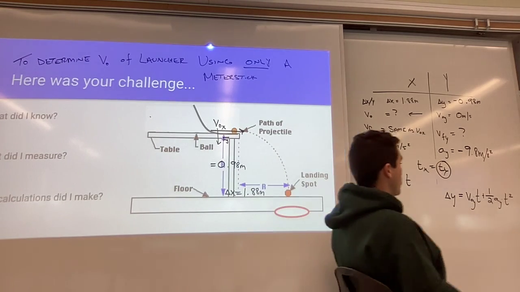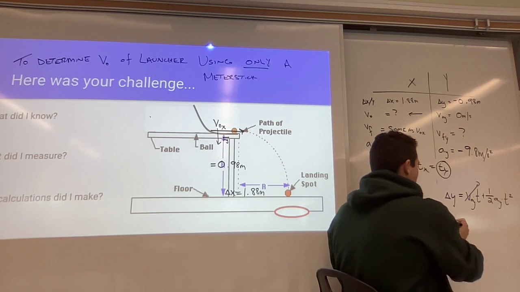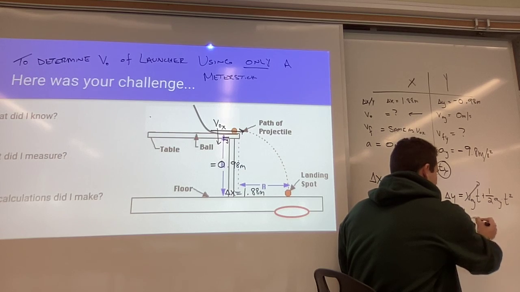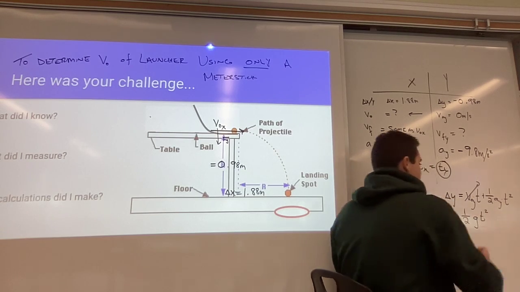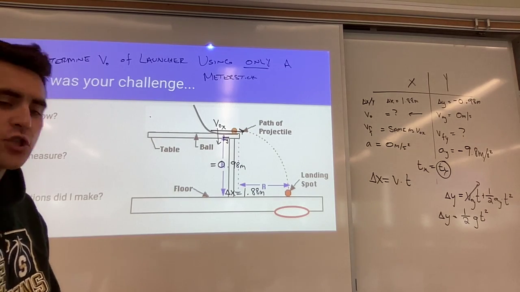All right, my initial y velocity, that's 0. That term goes away. Delta y, I know. I'm going to leave that in there. And acceleration in the y direction is actually baby g. So I'm left with this equation here. Change in y equals 1/2 g t squared.